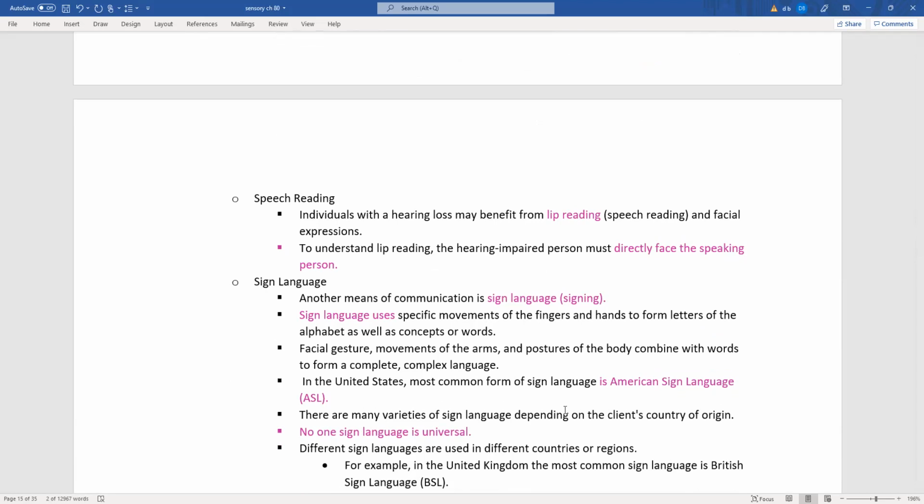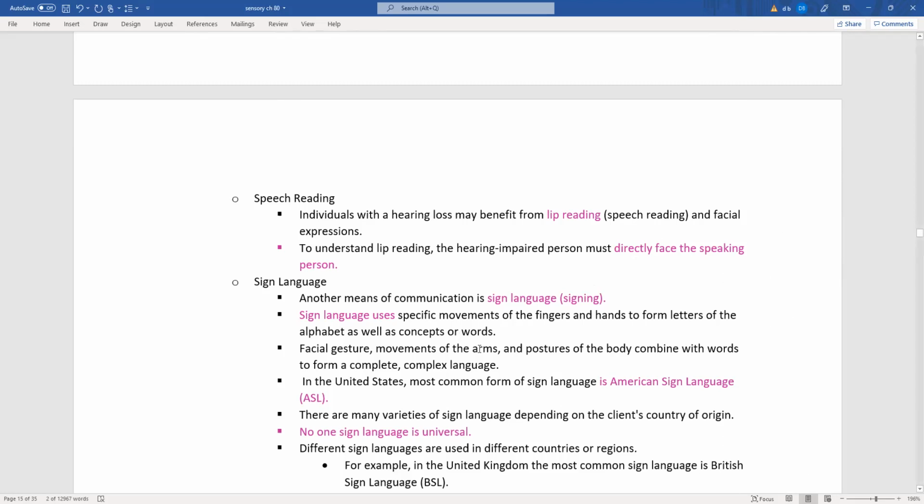But anyway, y'all, speech reading: individuals with a hearing loss may benefit from lip reading and facial expressions. To understand lip reading, the hearing impaired person must directly face the speaking person. Like that's what I said. Y'all got to face people. Don't talk to them from behind.